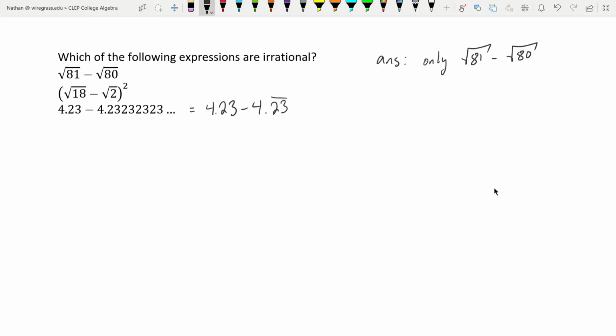Which of the following expressions are irrational? Well, the first one here, the square root of 81, is the same thing as 9. And the square root of 80, this is an irrational statement.